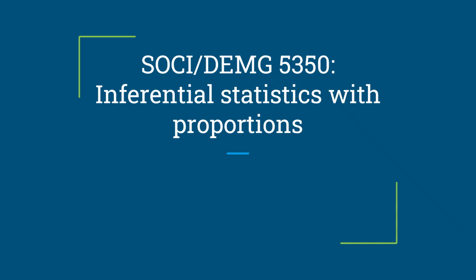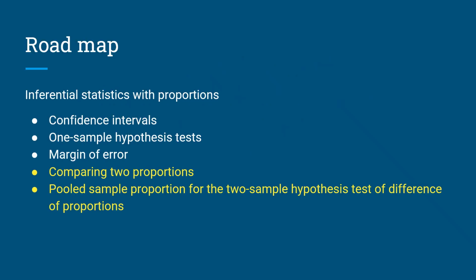Today we're going to continue our discussion of inferential statistics with proportions. The last time we met, we covered the first three items on this list, thinking about one-sample proportions, and today we're going to focus on two-sample proportions. So we'll compare proportions obtained from two groups, and I'll introduce the pooled sample proportion as a strategy to implement a two-sample hypothesis test to assess the difference of proportions between two groups.